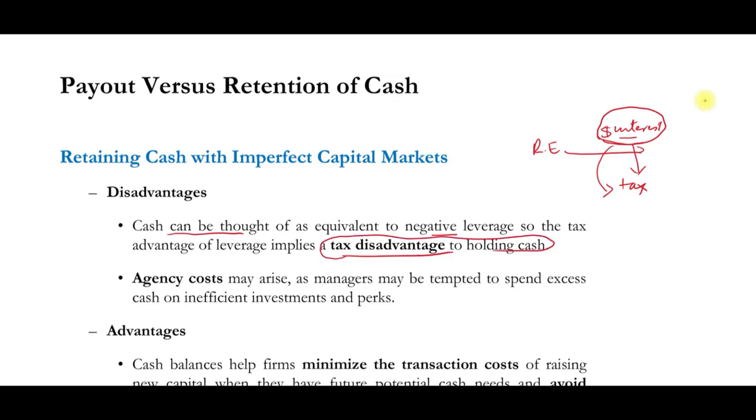Another thing is, when managers hold more cash, they may misuse the excess cash, right? The manager can use it for their own perks and a luxurious lifestyle. So there could be an agency cost of holding excess cash, because managers can manipulate it. Okay, so these are the two disadvantages.